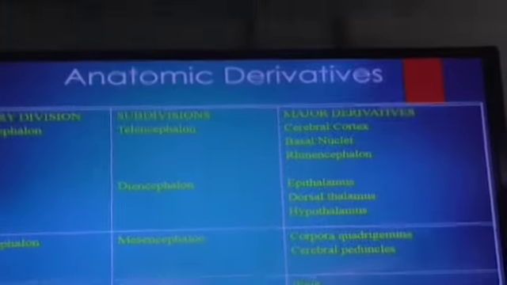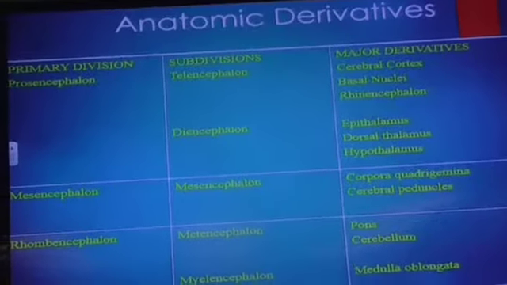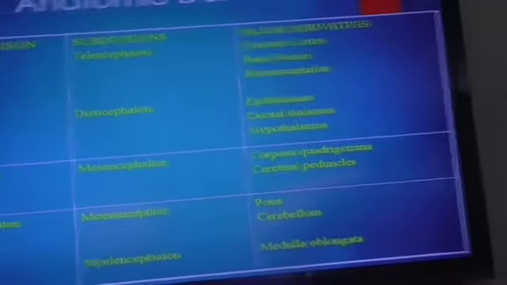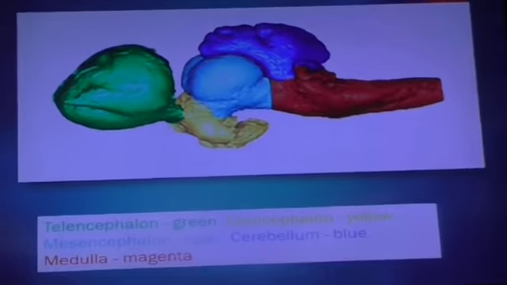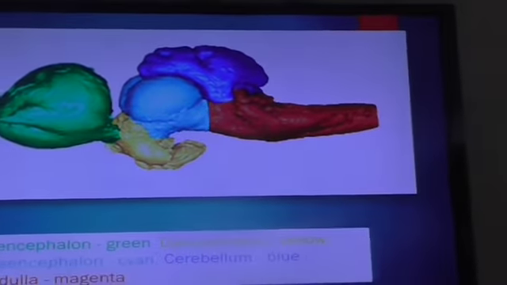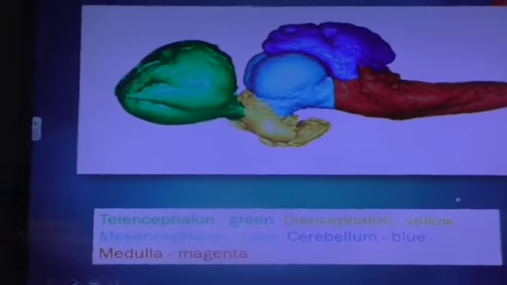You do not have to know this. This is just an FYI. I think we probably went through this in embryology. The different primary divisions, the subdivisions, and major derivatives of the different parts of the brain. And this is just a sort of a diagrammatic illustration of a fetal brain and illustrating the different areas with the different colors.